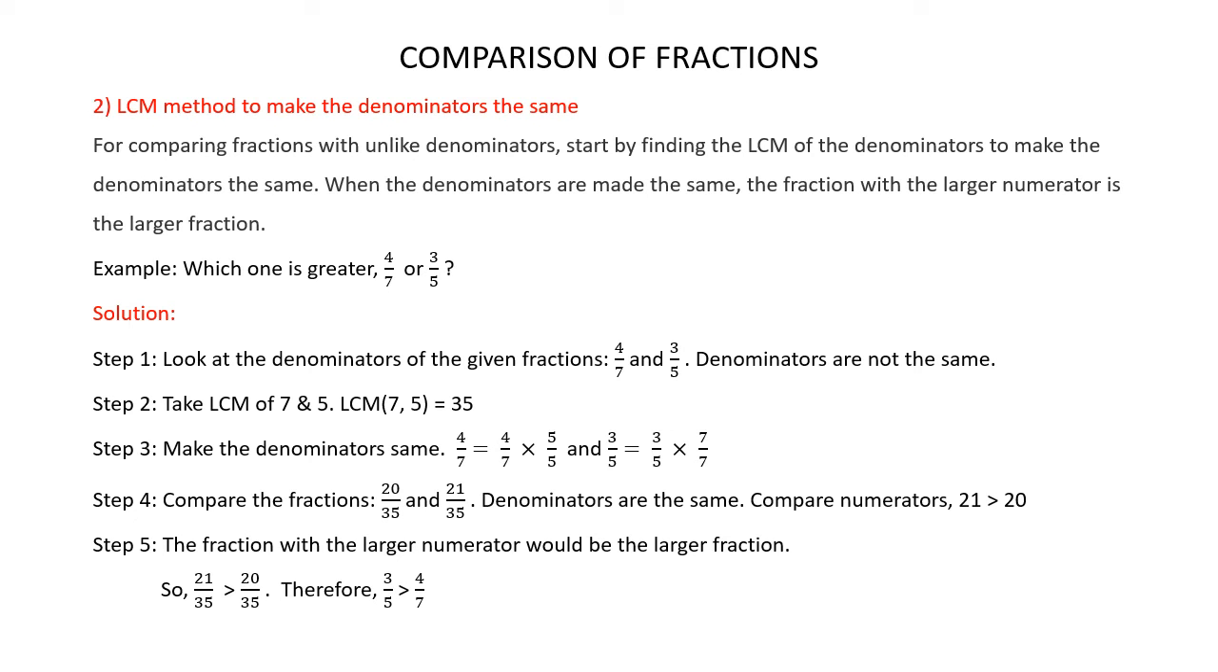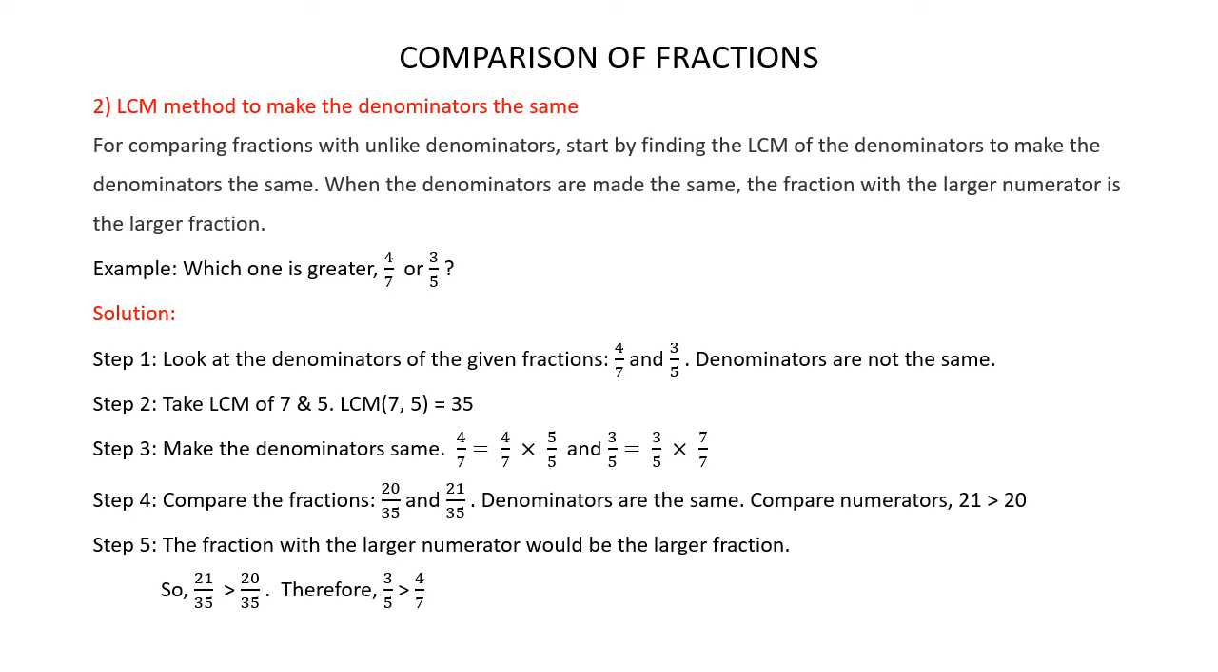Now let's understand the LCM method for comparing fractions. LCM method to make the denominators the same. For comparing fractions with unlike denominators, first you have to find the LCM of the denominators to make the denominators the same. When the denominators are made the same, then the fraction with the larger numerator is the larger fraction. Let's understand this with an example. Which one is greater, 4 by 7 or 3 by 5?